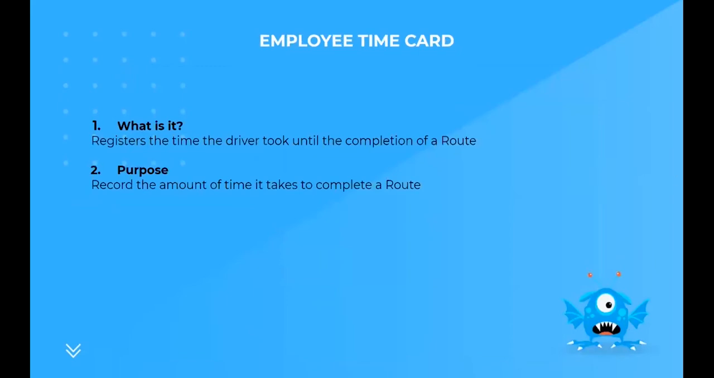Then we jump to the employee time card. It will register the time the driver took until the completion of a route. Keep in mind that it's synchronized with the POS to keep track of the entirety and process of a route and record the amount of time it takes to complete a specific route.